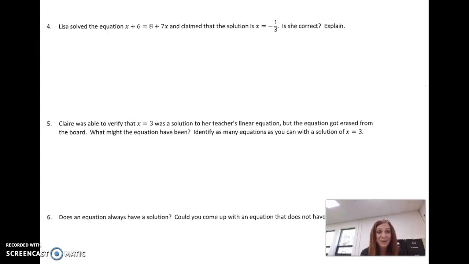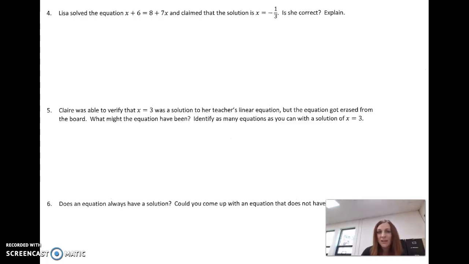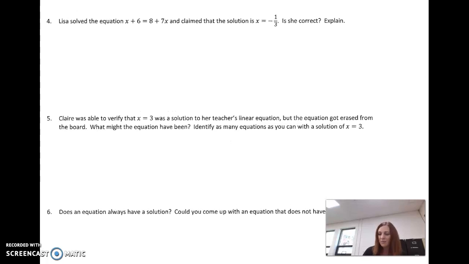All right, we're going to do some more examples now on our linear equations in x and understanding what a solution is and what it means to be a solution. So we have an example here. Lisa solved this equation, x plus 6 equals 8 plus 7x, and claimed that the solution is -1/3. Is she correct?